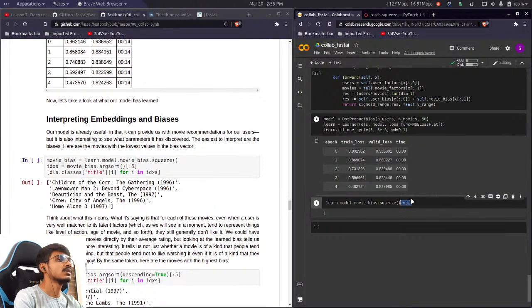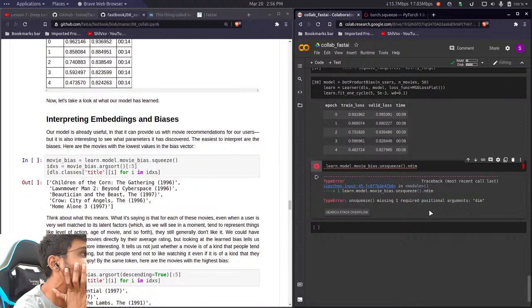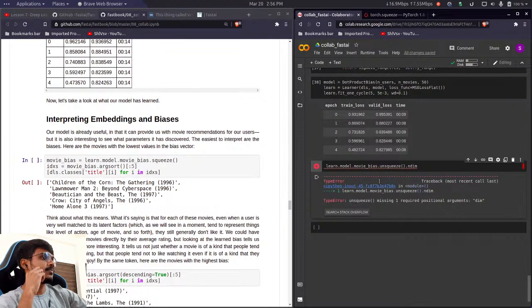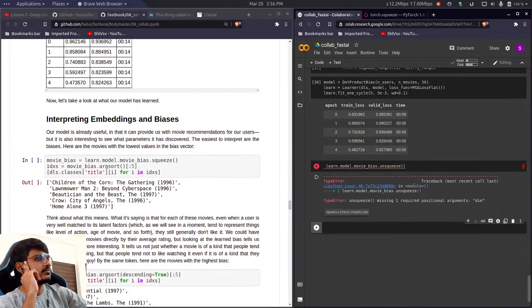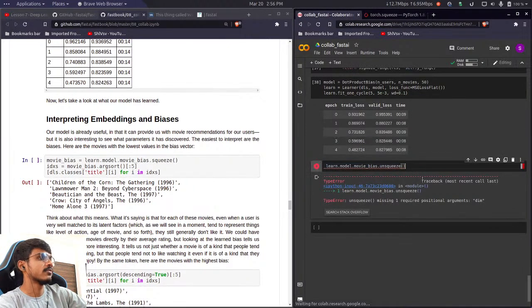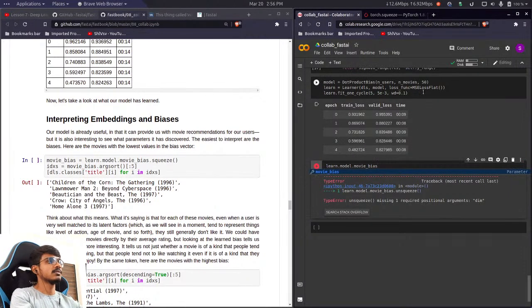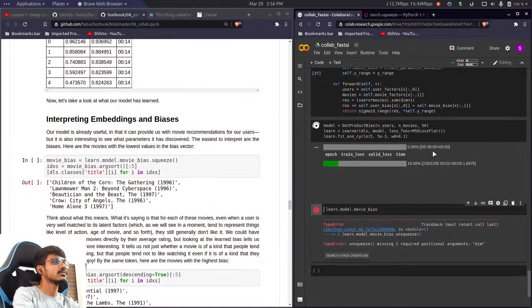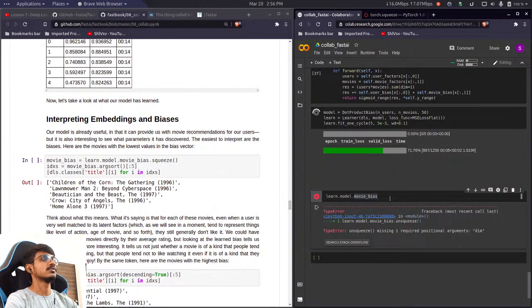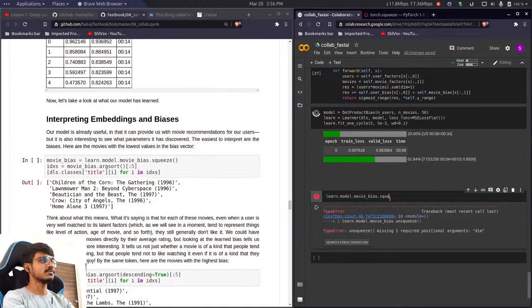Okay, so let's say if I do unsqueeze, then I have to provide the dimension. Okay, let's leave it. I think we should run the model again, because the values might have changed while I was experimenting with this squeeze function.